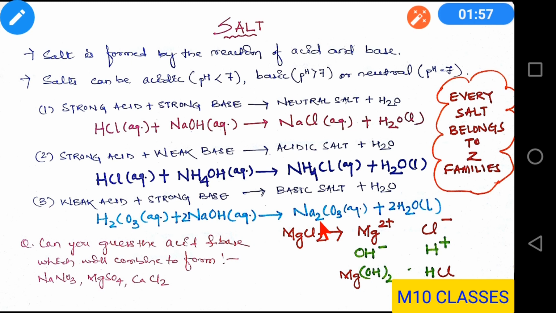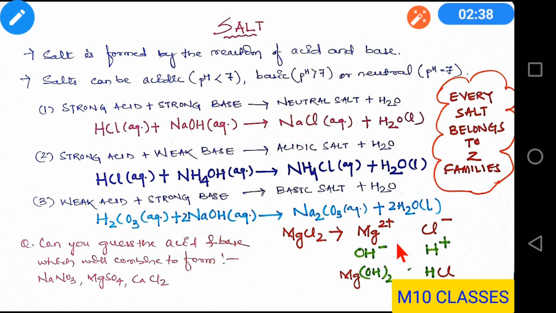Now see, suppose you are given a particular salt and asked to find out the acid and base that will combine to result in that salt. For example, let's say MgCl2. You know salts dissociate in water to give ions, positive ions and negative ions. First of all consider the positive and negative ions. So here MgCl2 will give you Mg2+ and Cl-. Here your positive ion should be combined with OH- and your negative ion will be combined with H+. So you will get your base and acid accordingly.